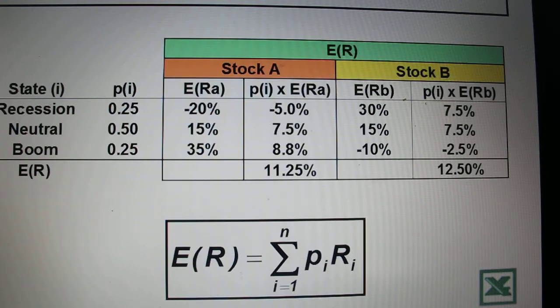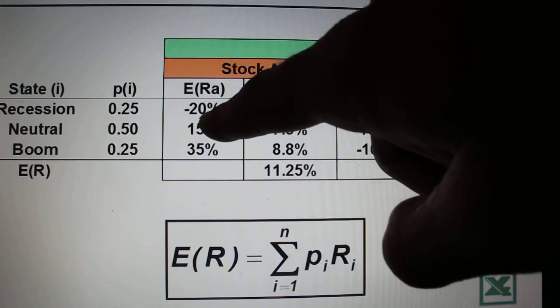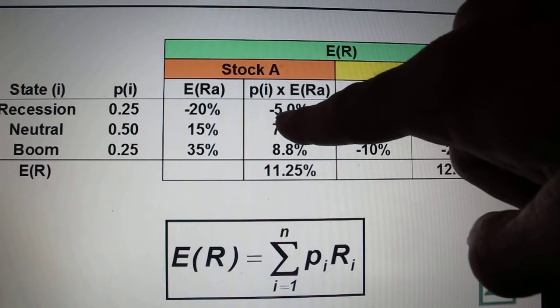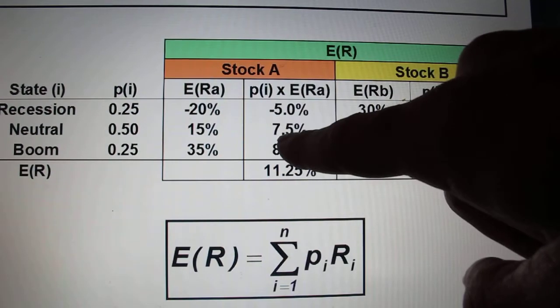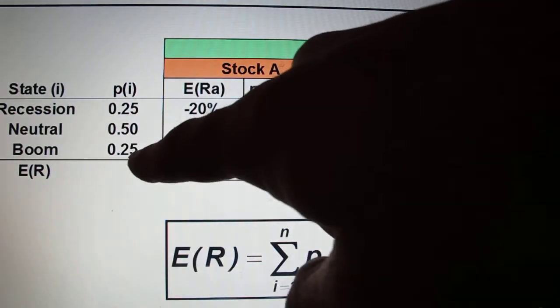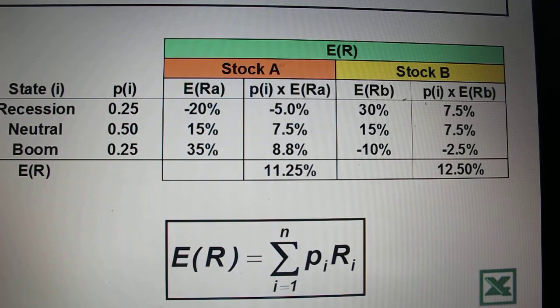So how would you go about calculating your expected returns? Well, it's pretty straightforward. You would multiply your probability by your expected return. That would give you negative 5% in this case. Probability times 15% here gives you 7.5. 0.25 times 35% gives 8.8. Then you sum them down for each. And the interesting thing here is the expected return for stock B is actually larger than stock A. You have 12.5% for stock B. So stock B looks better overall.